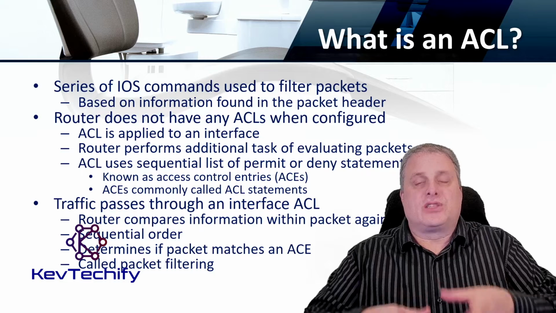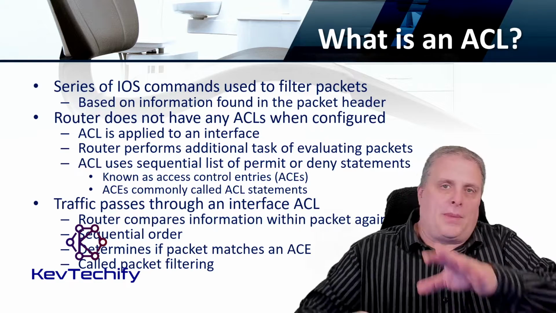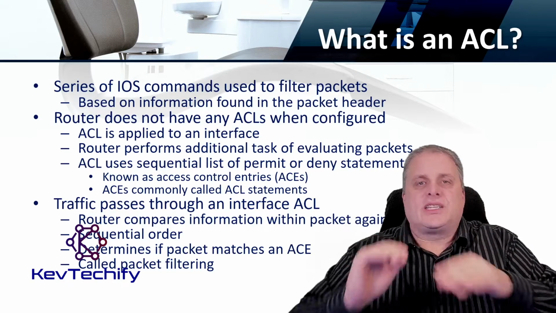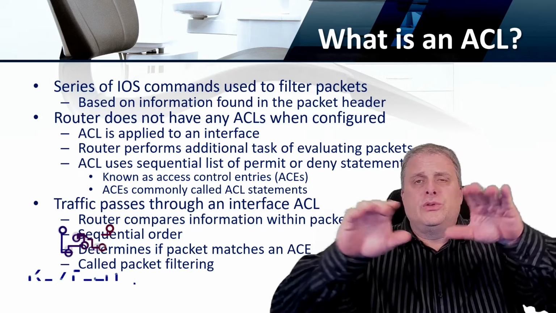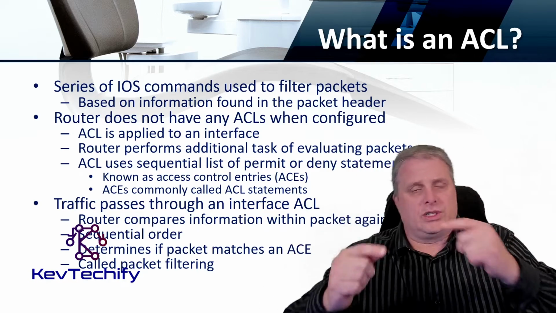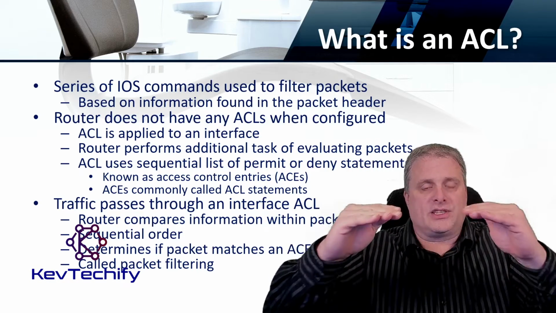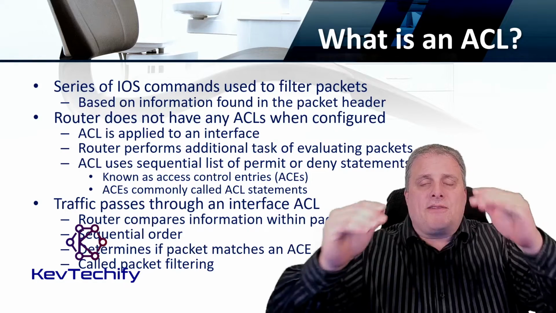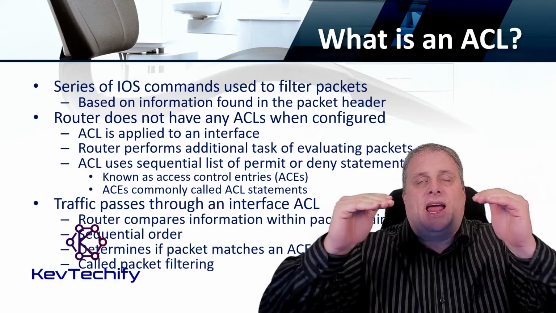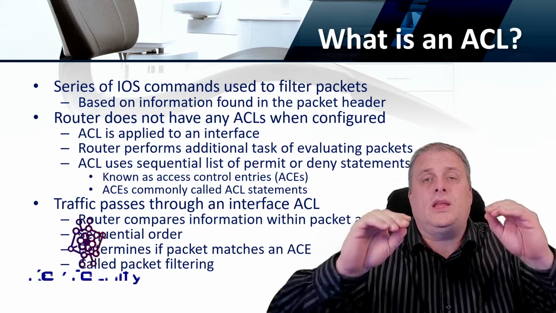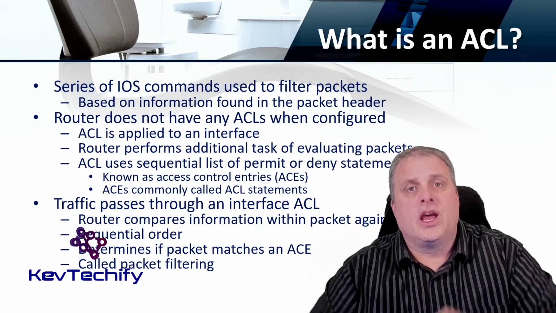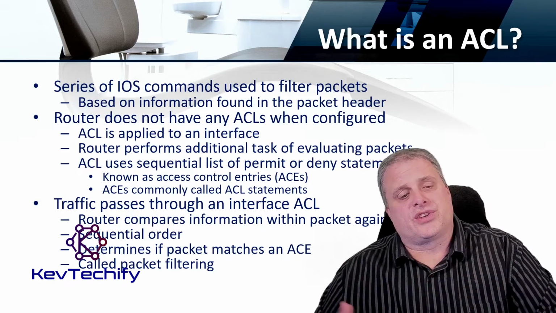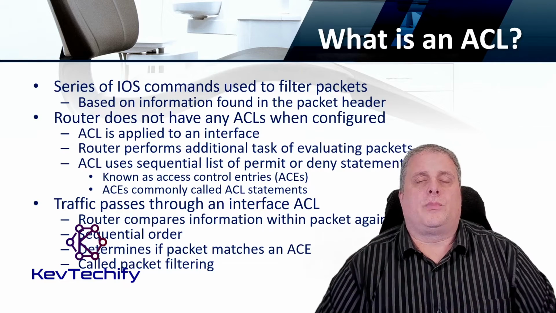As traffic passes through an interface, the router compares the information within the packet, specifically in the header, against each access control entry. It goes through that list. It starts at the top and works its way down. It compares one. If it doesn't match that, it compares the next one and the next one. It goes through in sequential order. If that packet matches that access control entry, then we do what that access control entry says: permit, allow it to go through, or deny it, we stop it, we discard it. This is what we call packet filtering.